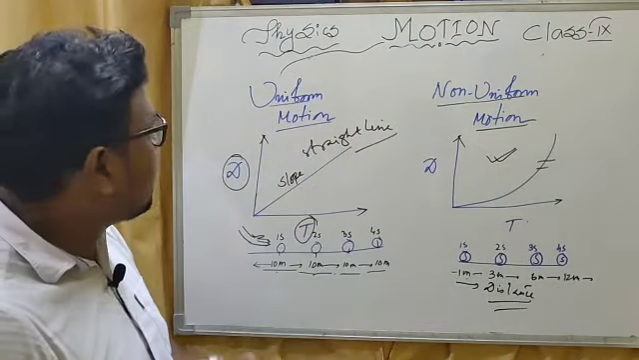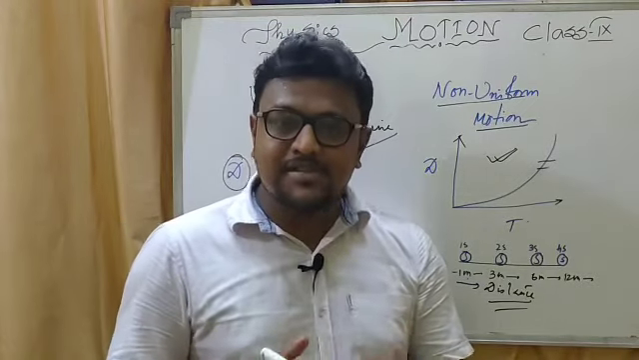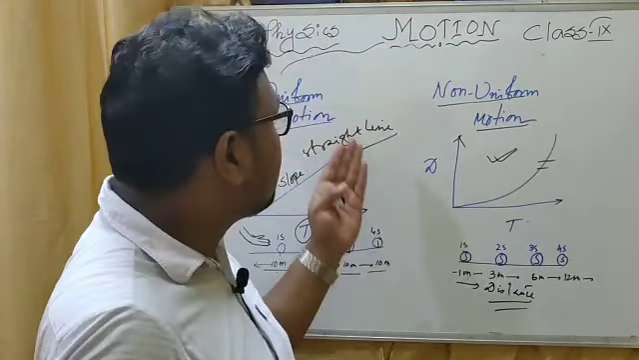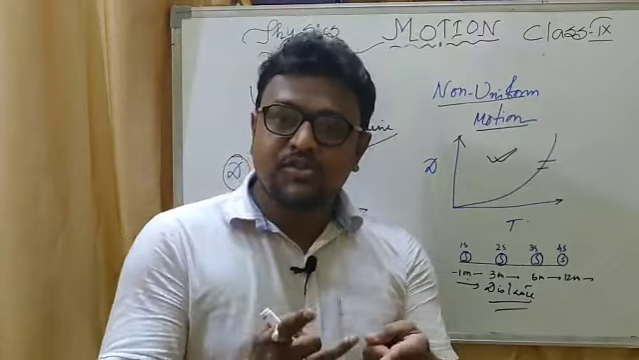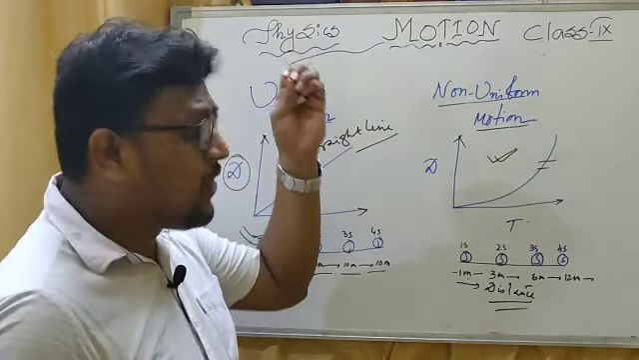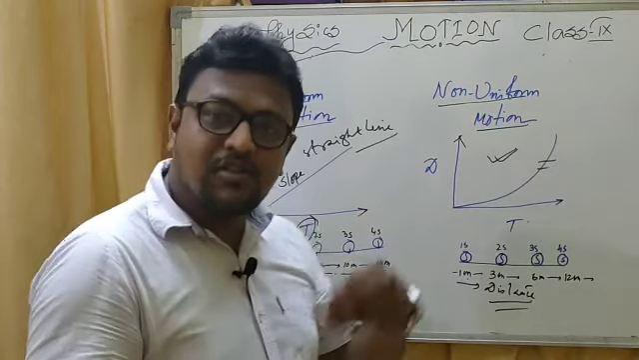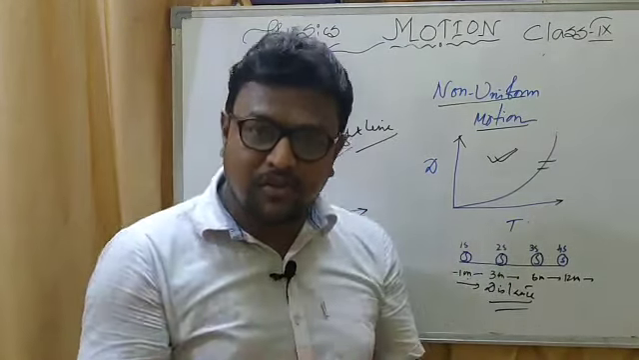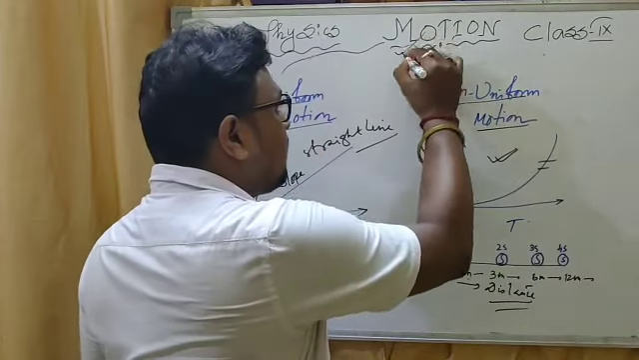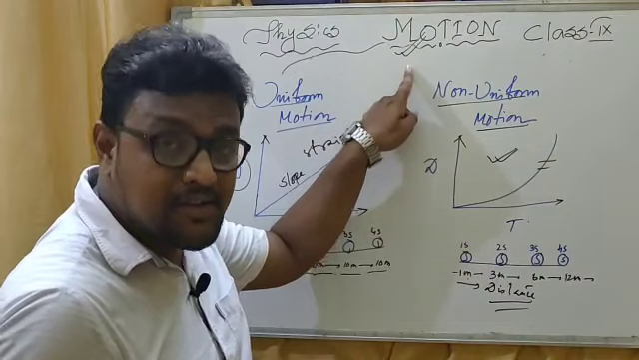I hope you have understood what I am saying here. So today you learned the first class of physics, class 9, chapter Motion. First, what is motion? Motion means when an object changes its position from rest to moving with respect to time. That is the concept of motion. And the study of motion is called mechanics, right?